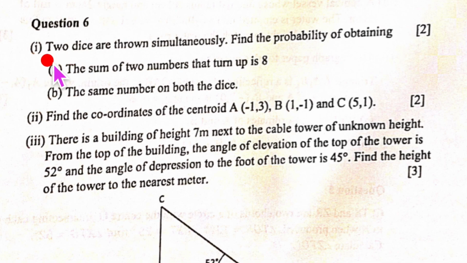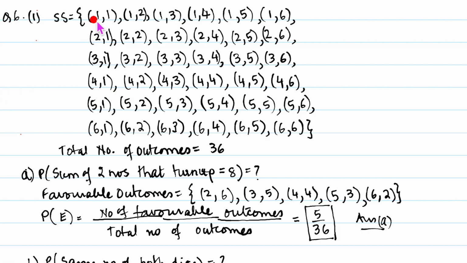So question number 6, first part: 2 dice are thrown simultaneously. Find the probability of obtaining A, the sum of two numbers that turn up is 8, and B, the same number on both the dice. As there are 2 dice, we will write the sample space like so: 1,1; 1,2; up to 1,6. Then we start with 2,1; 2,2; up to 2,6. And we write all these in proper manner till 6,6. So the total number of outcomes will be 6 multiplied by 6.